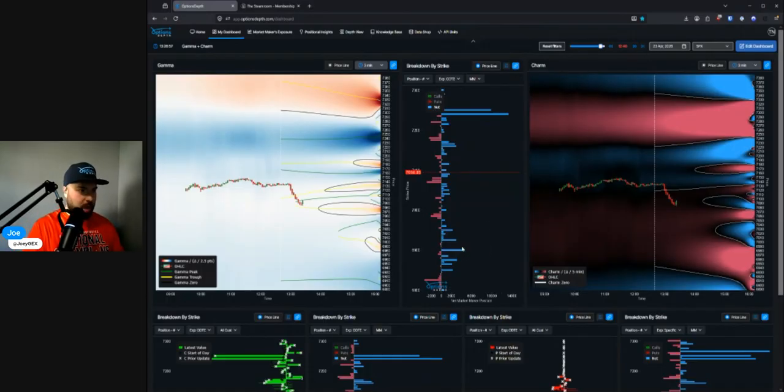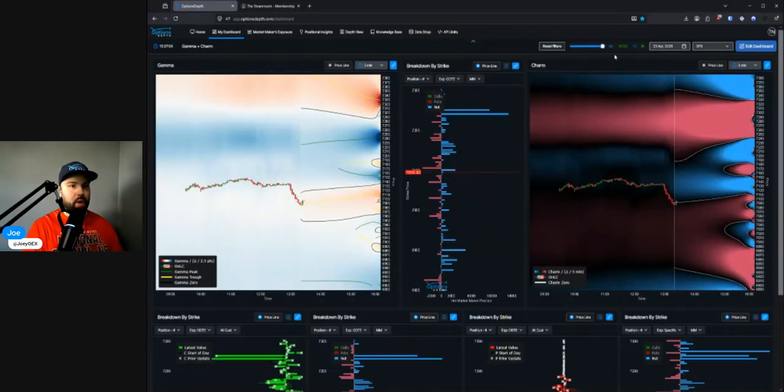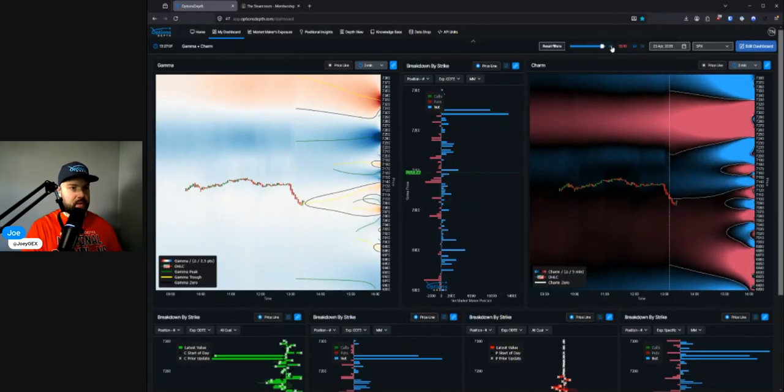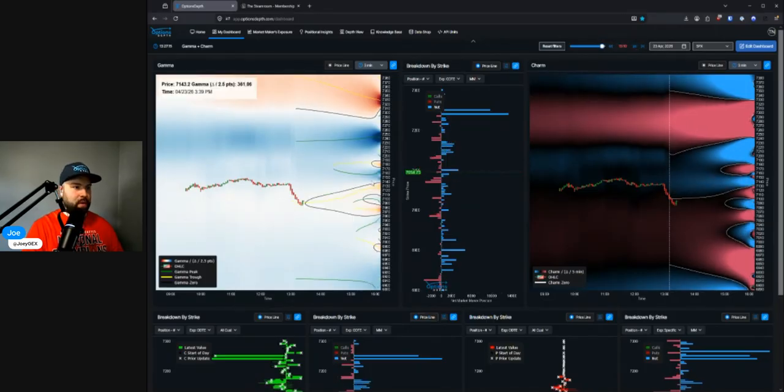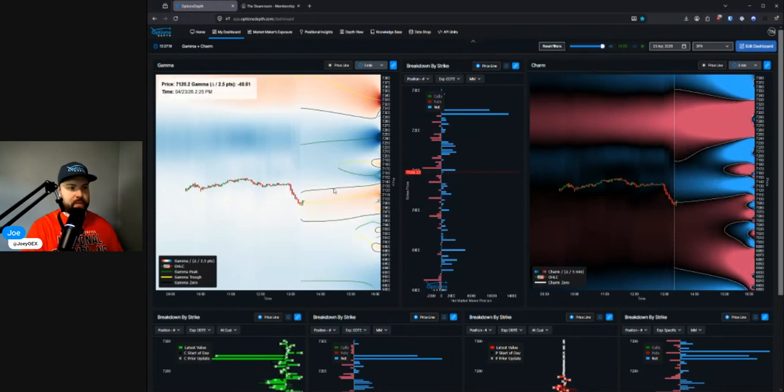But I do want to show a couple examples of some things that change throughout the day with zero DT positioning. I think right now we're getting a good example. Notice what just happened now at the sell. There's no negative gamma here. This is 20 minutes ago. Getting more negative gamma as we're selling. Even more now, we could build this negative pocket.